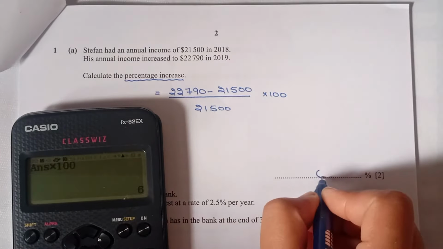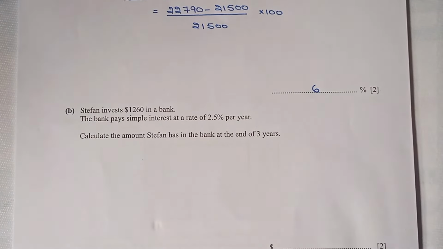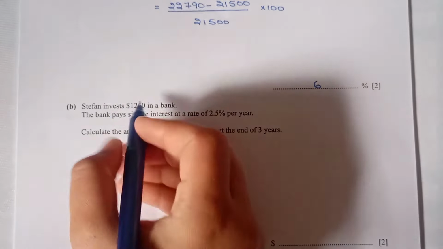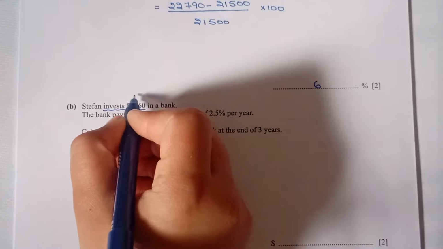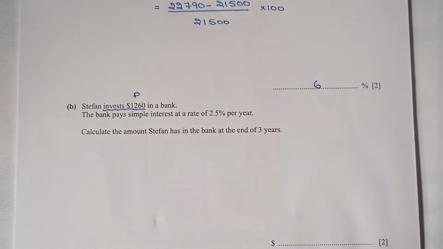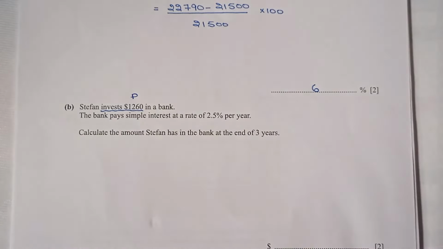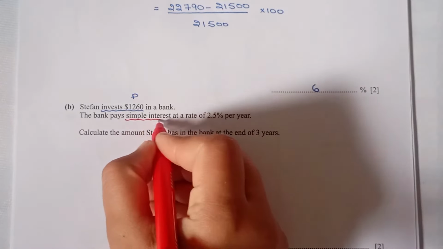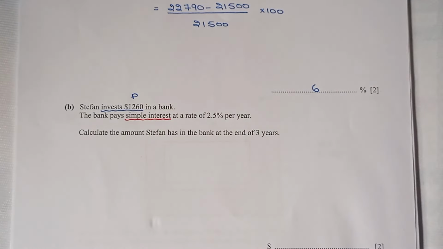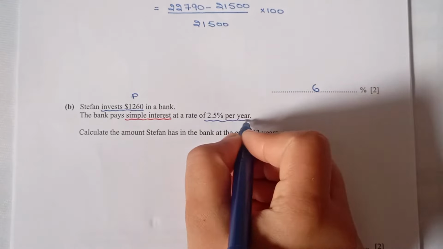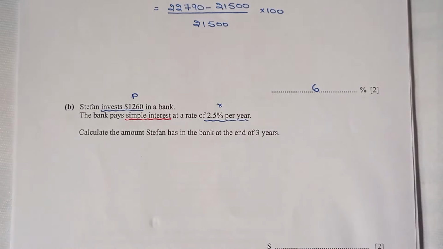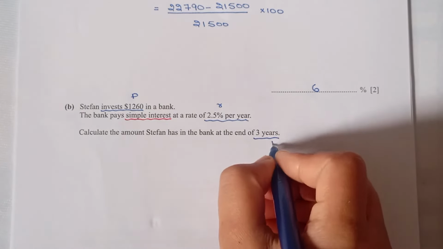Now for the B part, Stephen invests $1,260 in a bank. So the investment is P. The bank pays a simple interest, so we need to use simple interest over here at a rate of 2.5% per year. So this is the value for R. Calculate the amount Stephen has in the bank at the end of 3 years. So this would be the time.